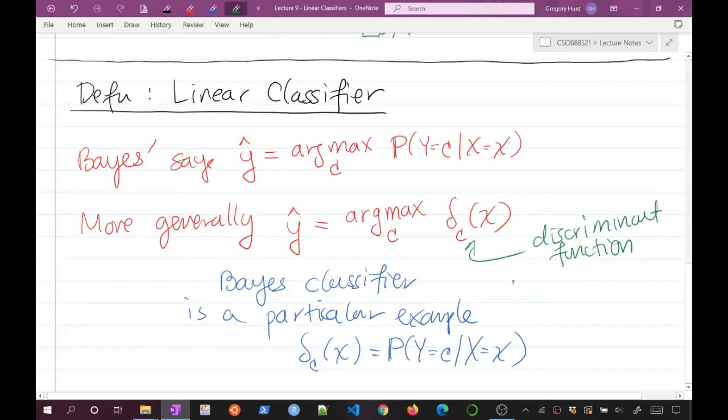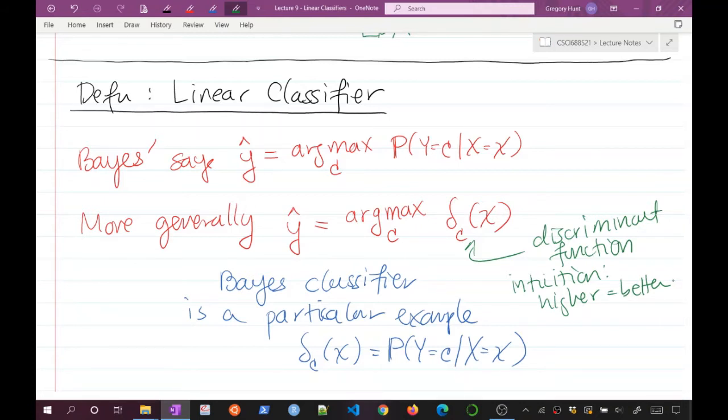And the intuition is that higher is better. So if I observe some x, for each of the classes, I could calculate delta C of x. And then I'm just going to pick the class with the highest value of delta C of x. It's just a little bit of a generalization of the Bayes classifier.